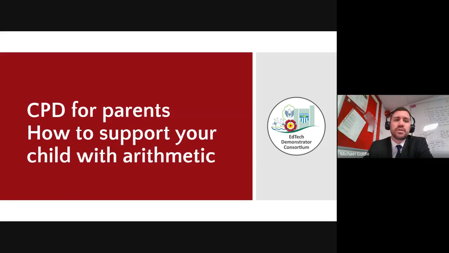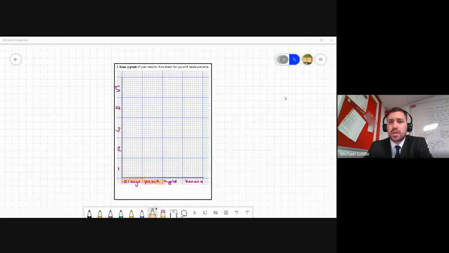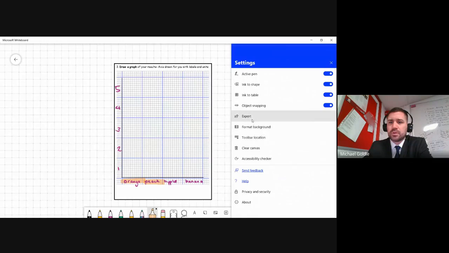So the first thing I'm going to do is stop sharing this tab with you, and move over and share a different tab with you. This is going to be a Microsoft Whiteboard tab that I'm hopefully going to share with you now. Bear with me. Okay, let's just find the one I want. Okay, so now you should see a whiteboard shared with you with a graph. I'm just going to clear this off.